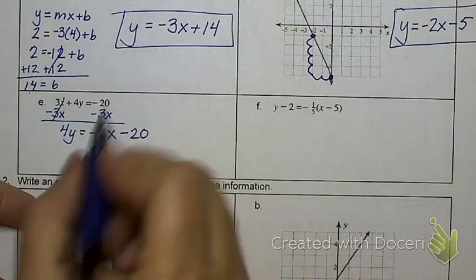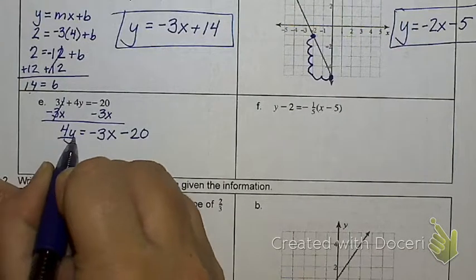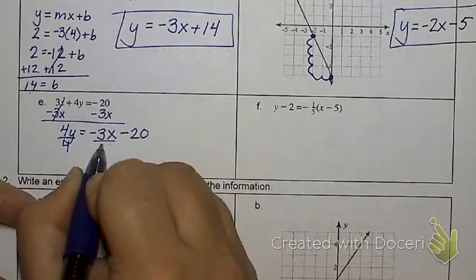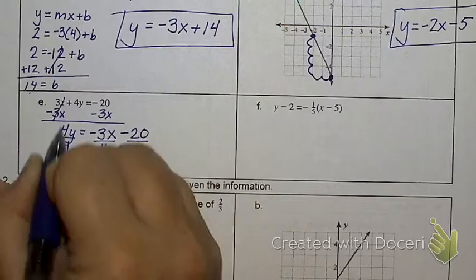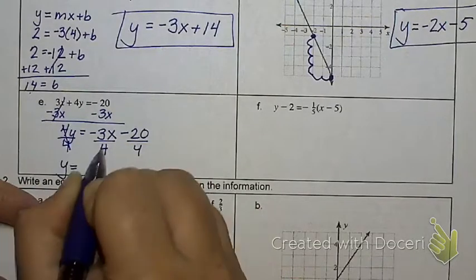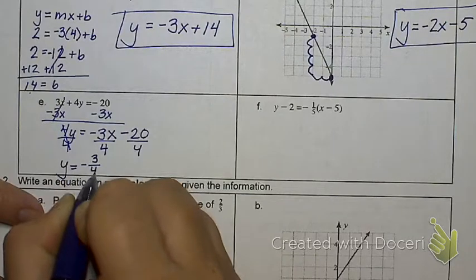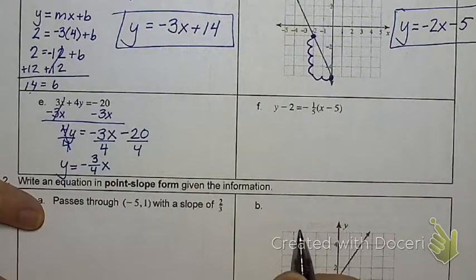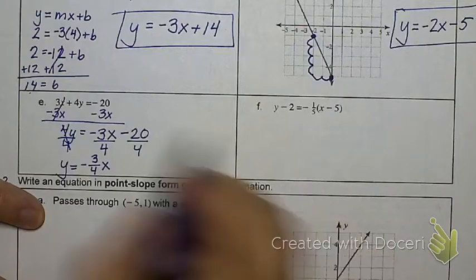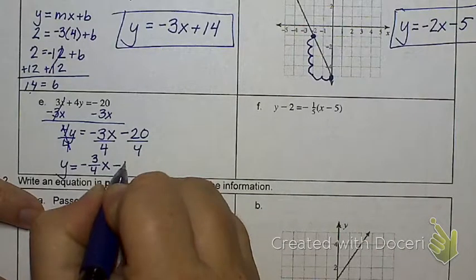Now what do I do? Because y isn't quite by itself yet. Divide everything by 4. So y equals, how am I going to write this? Negative 3x over 4. Negative 3/4, and bump that x out to the side. Minus 5. And then negative 20 divided by 4 is minus 5.